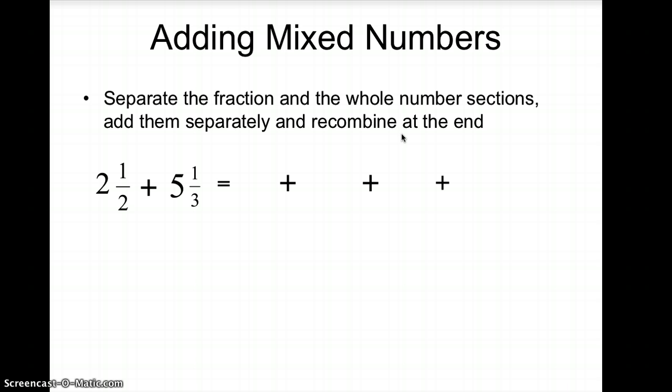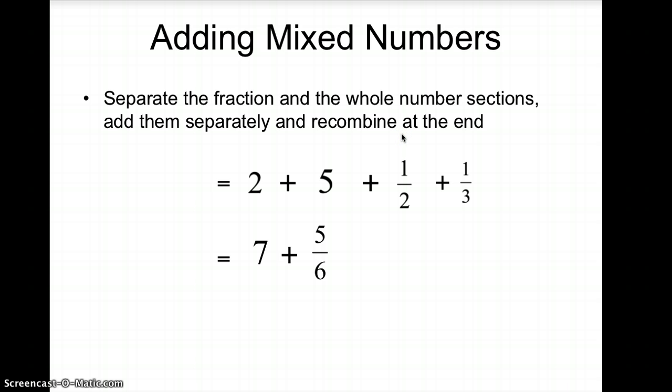All right, if you're going to add and subtract fractions with mixed numbers, it's the same thing. The only difference is you might want to separate them and add the whole numbers first. So 2 plus 5, and then add your fractions. So you get 7 plus 5/6, because we already found the common denominator for 1/2 and 1/3 was 6. So it's 7 and 5/6.